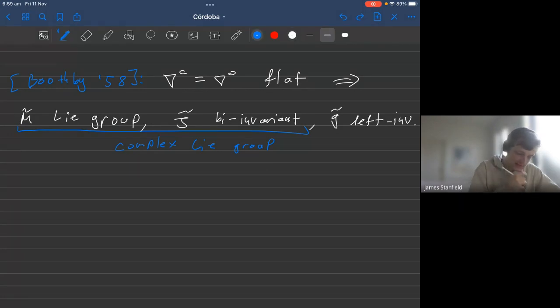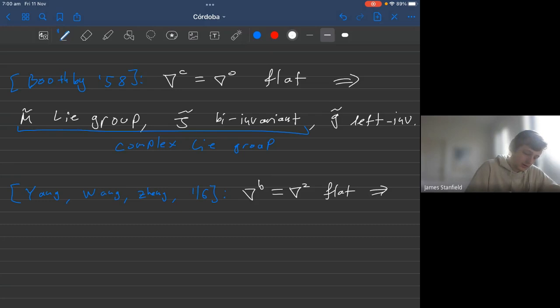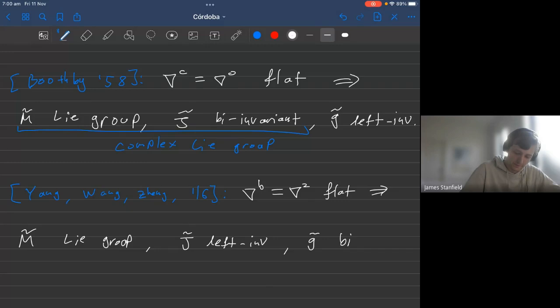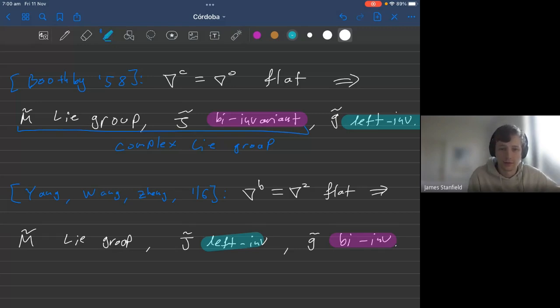So many years later, the same question was studied for the Bismut connection. This was some work by Yang, Wang, and Zheng in 2016. The same question, but we replaced the Chern connection with the Bismut connection. If nabla B is flat, then again we get the cover as a Lie group. The lift of the complex structure is left invariant, and G tilde is bi-invariant. So you see that the roles of the left invariants and bi-invariants switch between G and J when we swap to the Bismut connection.